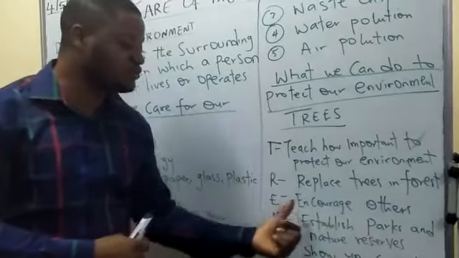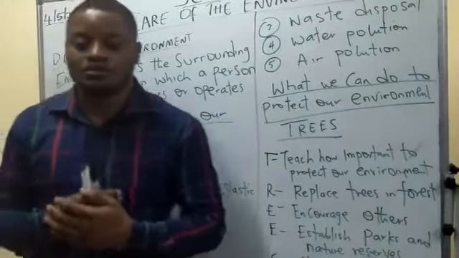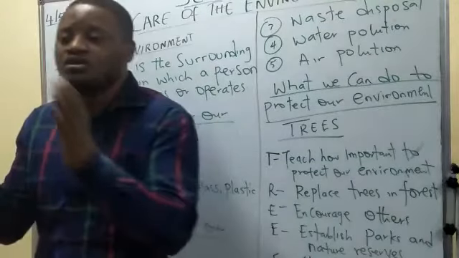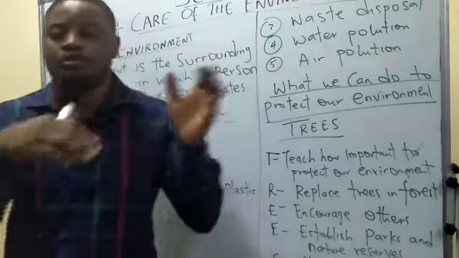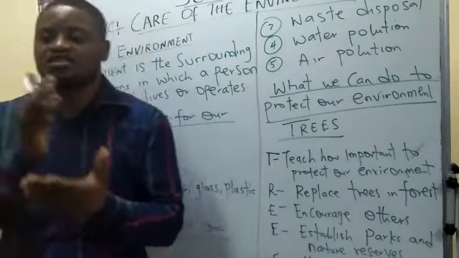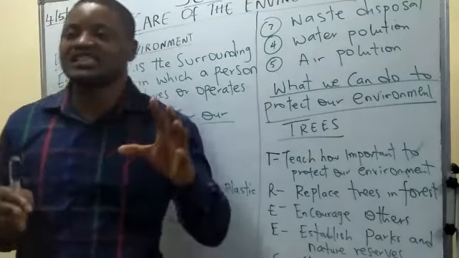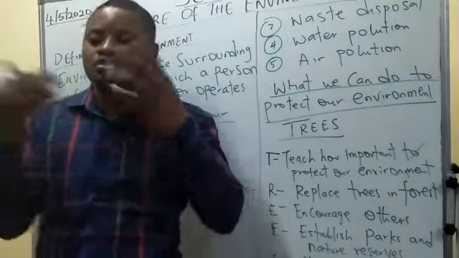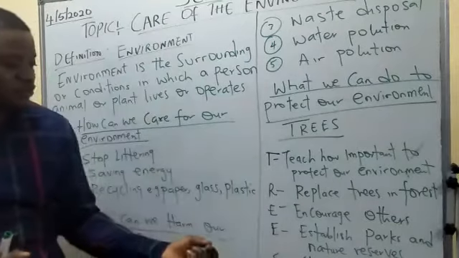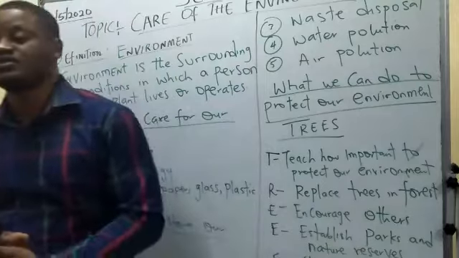Then E stands for encourage others. You can tell others to protect their environment. Maybe you saw someone littering the ground or polluting the air or polluting water. You have to stop those persons. Encourage them not to do so. In this process, you yourself are protecting the environment.